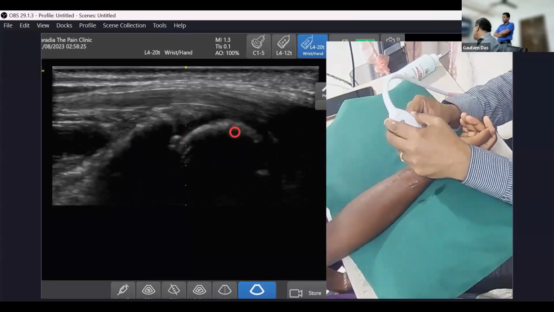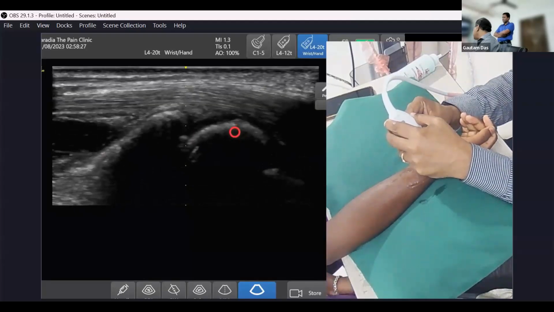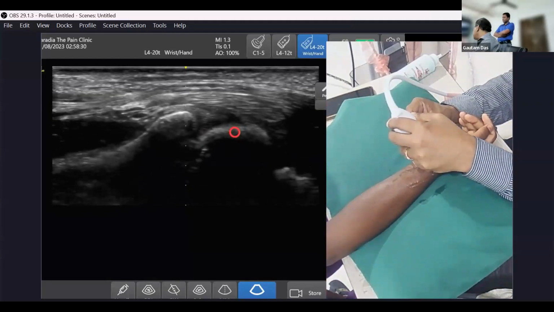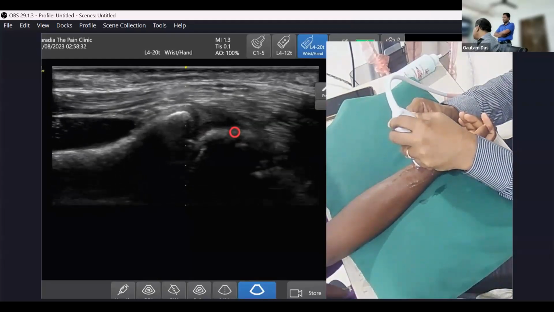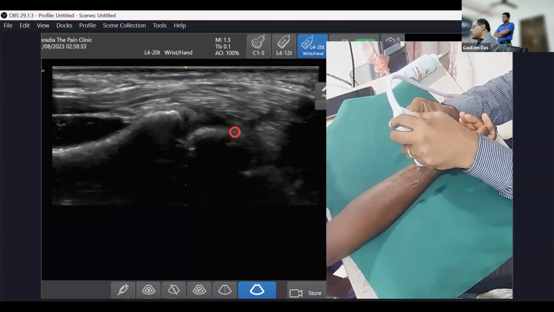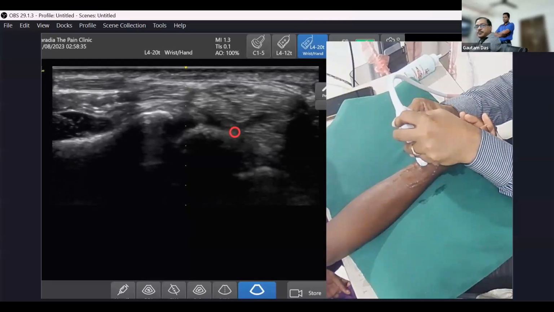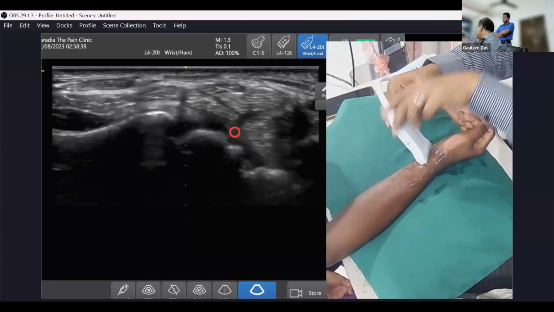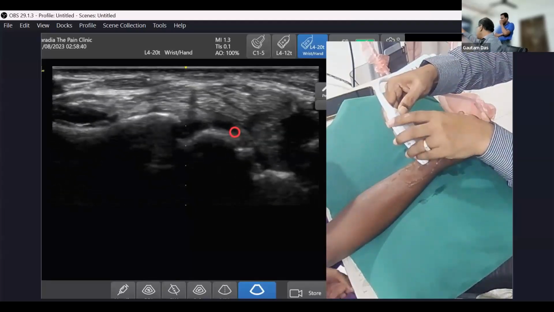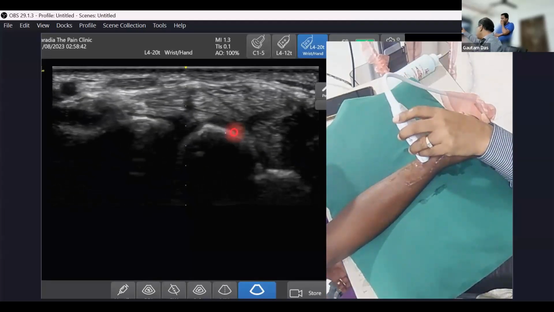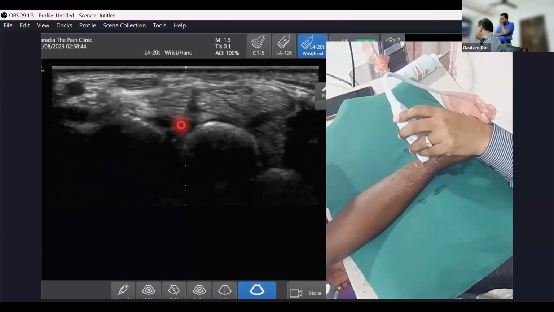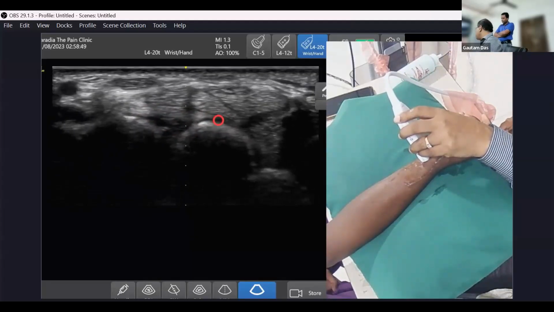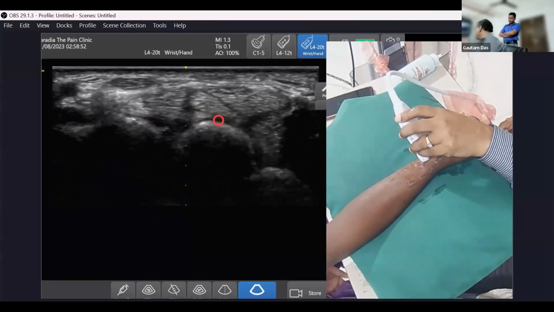Now if I'm holding the probe over the distal part and sliding the probe more towards the edge of the radius, look at how I'm holding the probe. I'm holding the probe like this. Then this ligament is your long radiolunate ligament.